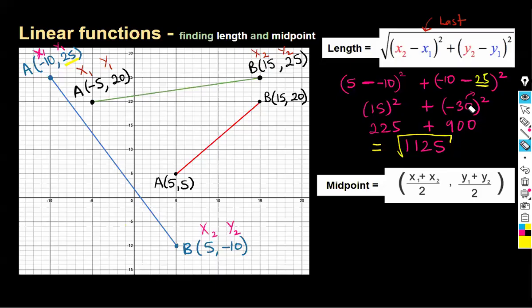So minus 10 minus 25 is minus 35. Minus 35 squared is 1225. So if I add that to 225, I am getting 1450. And when I square root that, I'm getting the answer a lot of people get, 38.08 units. That'll teach me for having so many numbers at the same time on the screen.